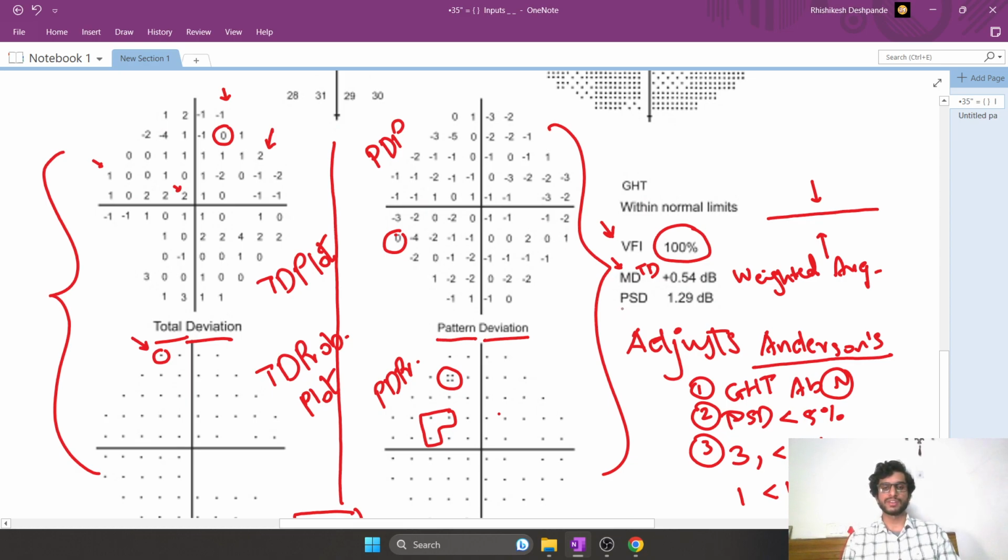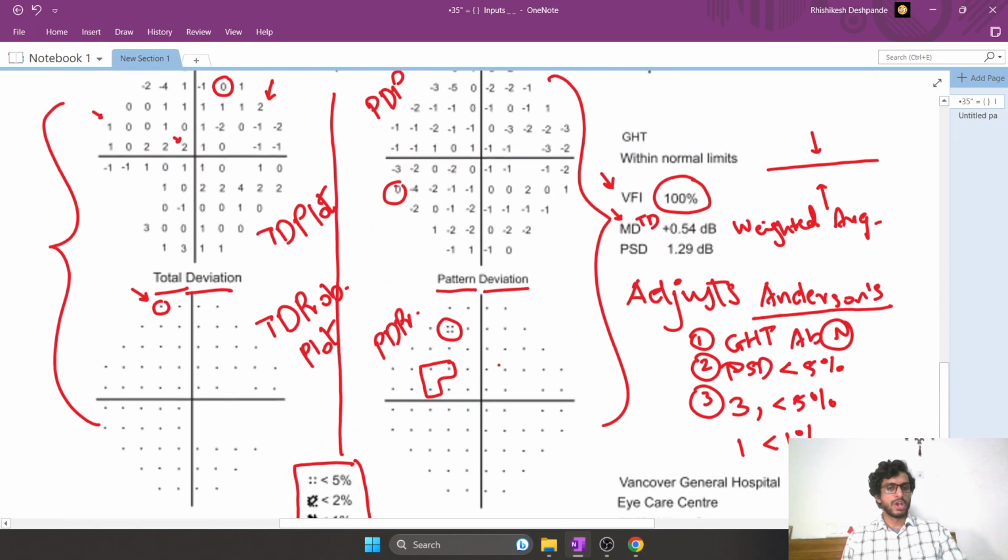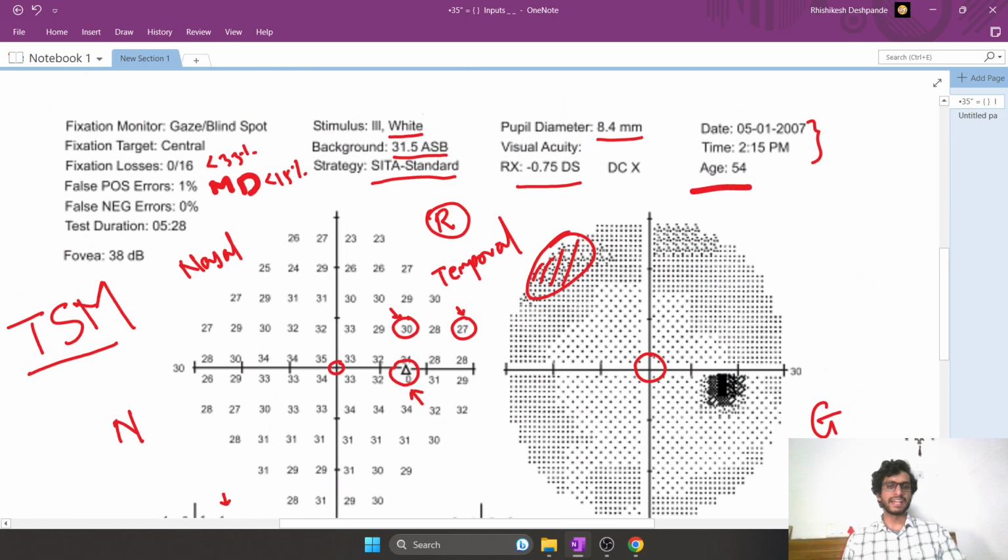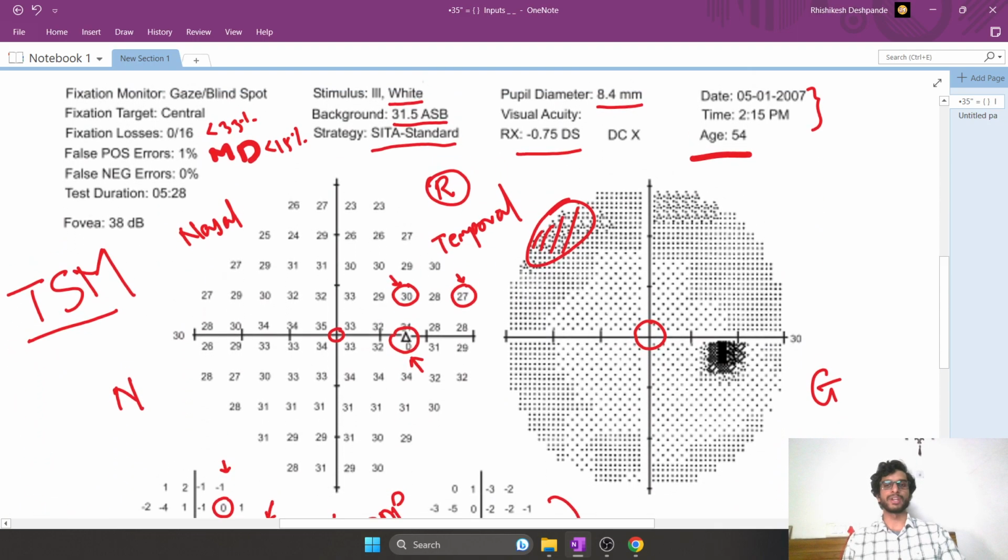Pattern standard deviation is the counterpart for pattern deviation. Again, the values could be positive, negative, or 0, and the principles remain the same. So that's basically, in brief, what you should be looking at when you're looking at a perimetry report.